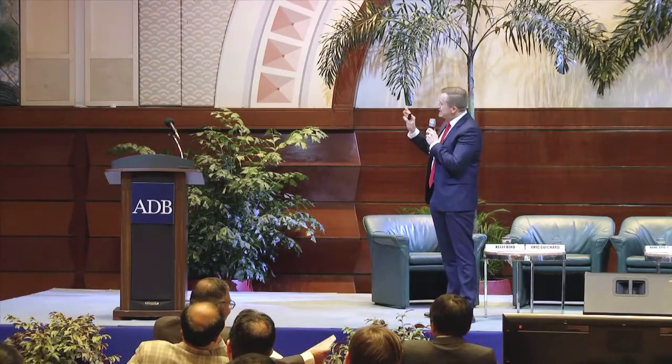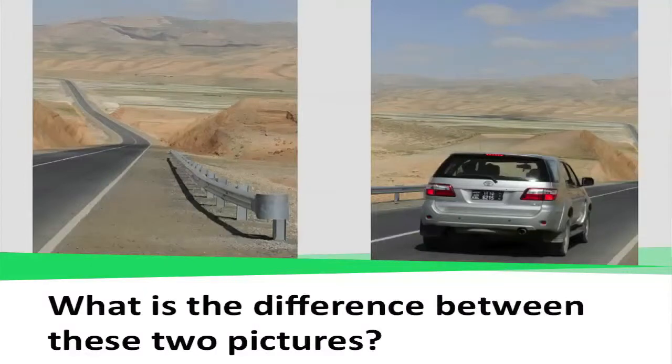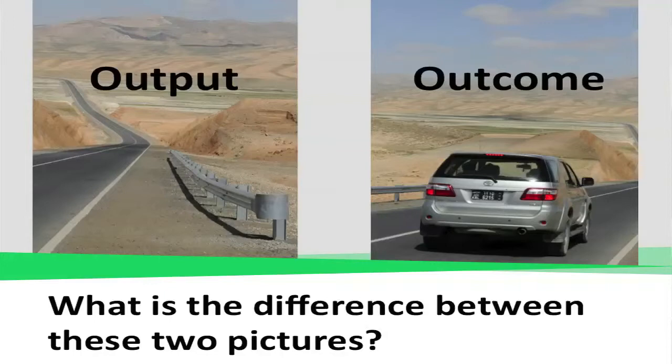So ADB builds a lot of roads. Maybe diaspora bonds would build roads. The essential difference between these pictures is the difference between what we call output and outcome. So we build a road, it's nice, it's got a nice guardrail, it's got a nice curve to it, it's probably safe. The surface is very nice and smooth when you're driving on it, it's not rough.